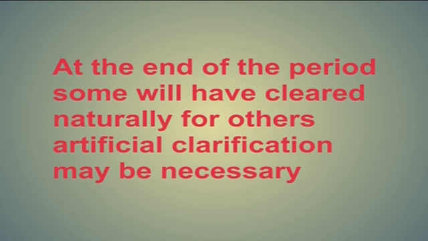Clarification: the wine is allowed to age in a period ranging from 2 years to 5 years depending on the type of wine. At the end of the period, some will have cleared naturally. For others, artificial clarification may be necessary. The addition of a fining agent is often practiced to help clarification.